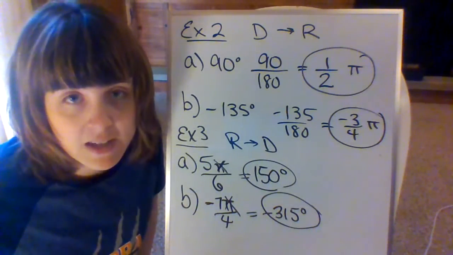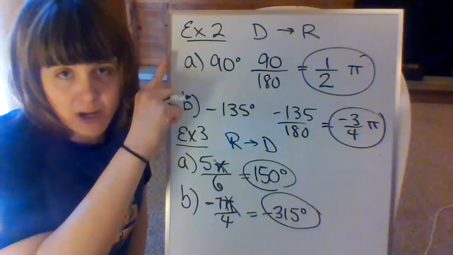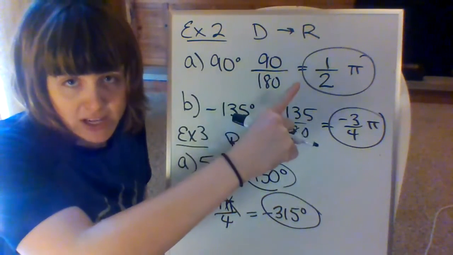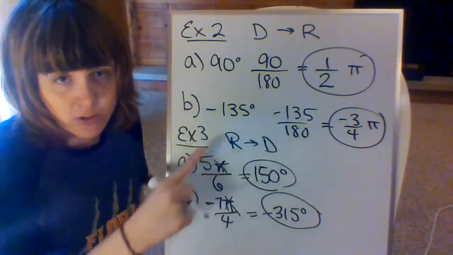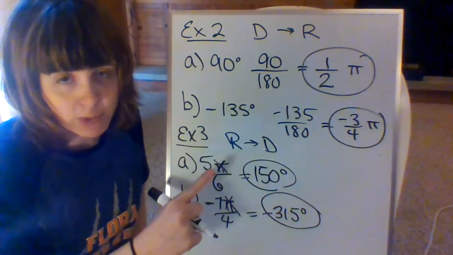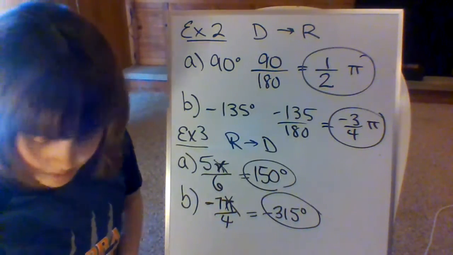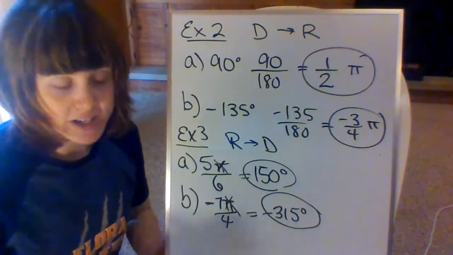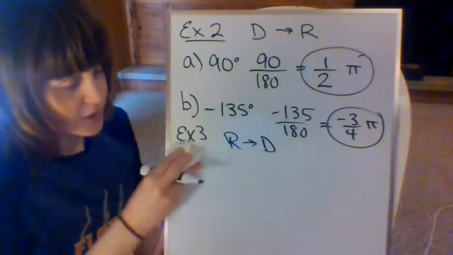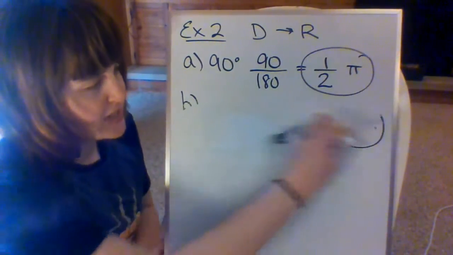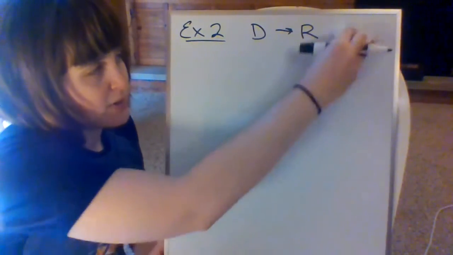Okay, so that's how you convert degrees to radians. Divide by 180, and then put the pi symbol on the answer. Radians to degrees, you cross out the pi symbol, and then multiply by 180. Right? Now, example 4 and 5 are going to deal with the quadrants. So first you're going to have to tell me what quadrant is each angle in, and then we're going to review how to find reference angles.